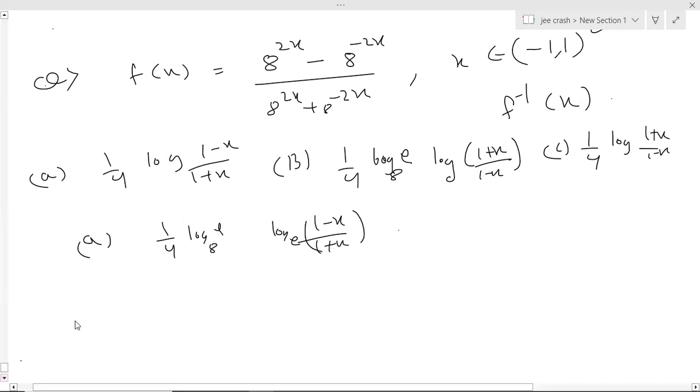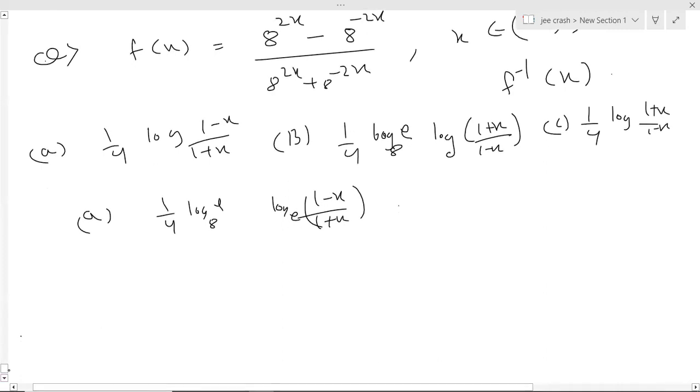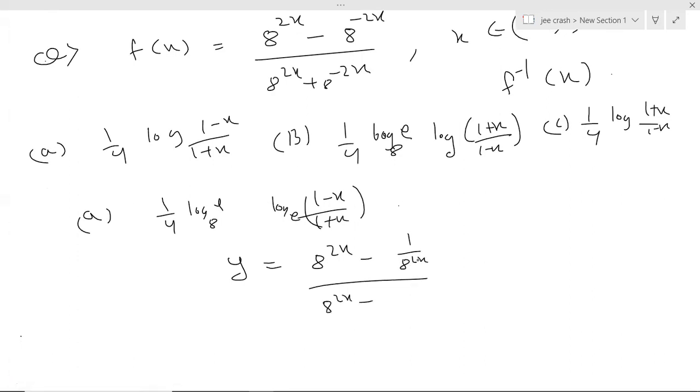All right, how to solve this? This is y equals 8 to the power 2x minus 1 upon 8 to the power 2x, upon 8 to the power 2x plus 1 upon 8 to the power 2x. So we can simplify this as 8 to the power 4x minus 1 upon 8 to the power 4x plus 1. Okay, all of you are getting different answers.